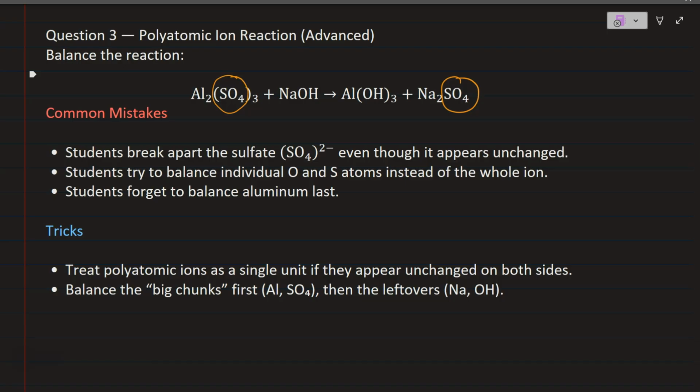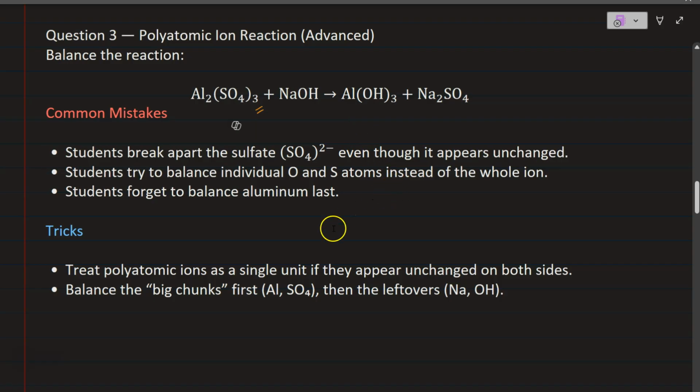It's very simple because you can see there's a subscript 3. This 3 is telling you that there are 3 sulfate ions there. A common mistake is that a student breaks apart the sulfate ion. Don't do it. The other thing is students try to balance individual atoms, breaking up the SO4, the polyatomic ion, into oxygen and sulfur. Don't do it. And then students forget to balance aluminum last. So in this case you have to do that.